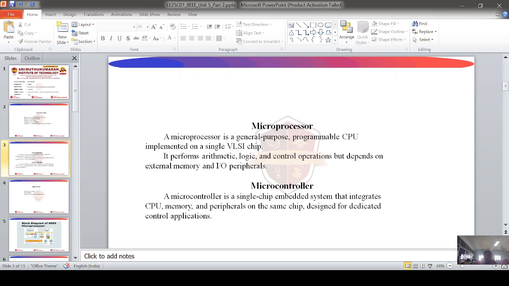Difference between microprocessor and microcontroller. A microprocessor contains only the CPU and needs external components. It performs arithmetic, logic and control operations, but depends on external memory and input-output peripherals. A microcontroller integrates CPU, memory and peripherals on a single chip, and it is designed for dedicated control applications. So microprocessors are used in general purpose systems, while microcontrollers are used in dedicated embedded systems.